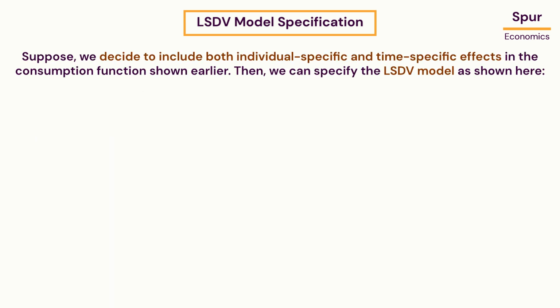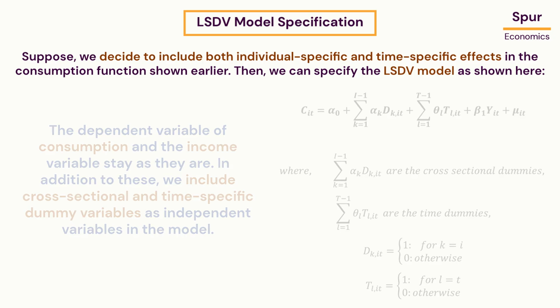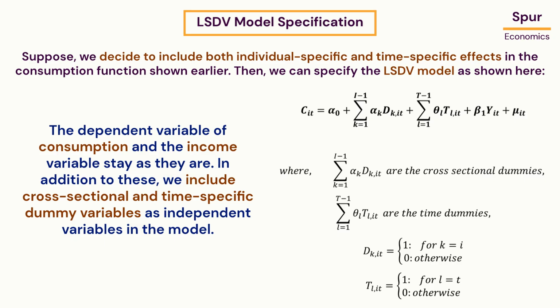Suppose we decide to include both individual-specific and time-specific effects in the consumption function shown earlier. Then, we can specify the LSDV model as shown here. The dependent variable of consumption and the income variable stay as they are. In addition to these, we include cross-sectional and time-specific dummy variables as independent variables in the model.